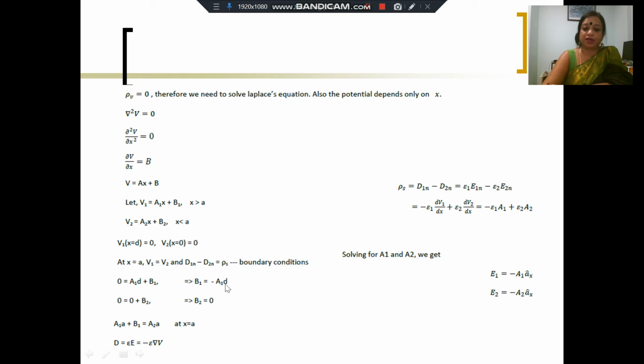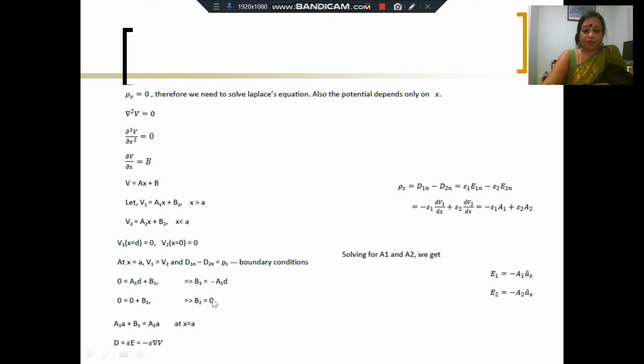Therefore b1 is equal to minus a1 d. Similarly, V2 is equal to 0 at x equal to 0, which gives me 0 plus 0 is equal to a2 times 0 plus b2, which means from this equation 0 is equal to a2 times 0 plus b2. So b2 must also be 0. So I get b2 is equal to 0.